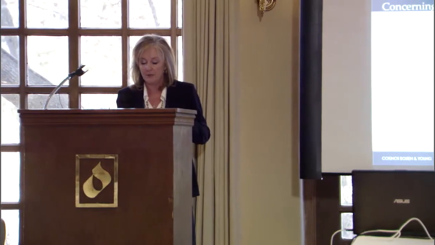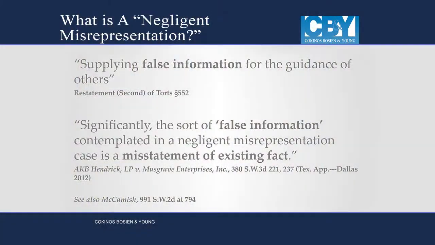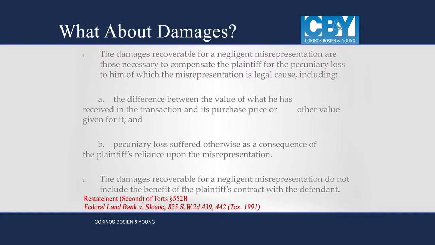So the court now is facing the issue of, all right, two things. Number one, what is a negligent misrepresentation in order to allow a case like this to go forward? And what the courts have kind of struggled with, and what's in front of the Supreme Court right now, is that the definition of a negligent misrepresentation is supplying false information for the guidance of others, or, significantly, the sort of false information contemplated in a negligent misrepresentation case is a misstatement of existing fact. Either one of those will get a negligent misrepresentation submission to the jury. The damages are going to be any damages caused as a result of that negligent misrepresentation. In other words, any of the contractor or subcontractor's direct damages incurred because of the defective plans or defective drawings.